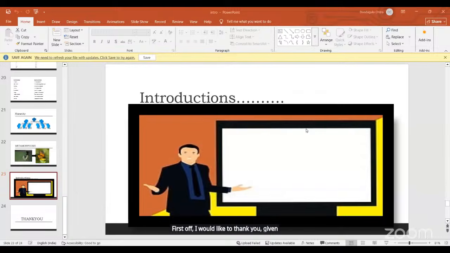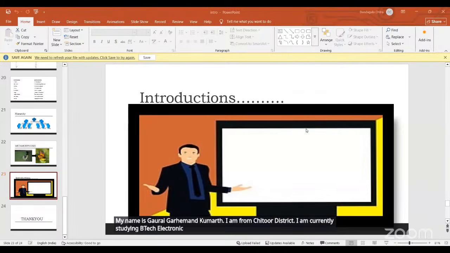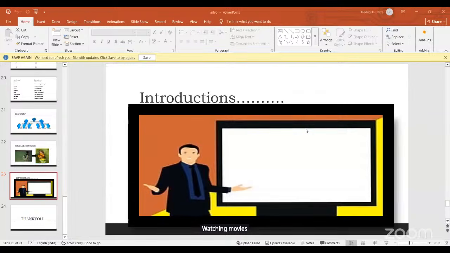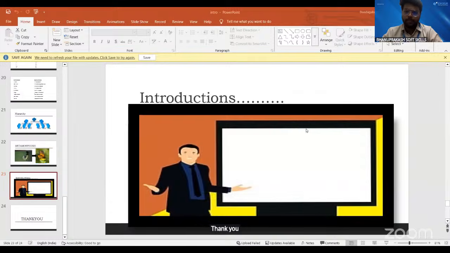First off, I would like to thank you for giving this small opportunity to introduce myself. My name is Gaurag or Hemant Kumar. I am from Chittoor district. I am currently studying BTech Electronic Communication Engineering at MJR Engineering and Technology. My hobbies are playing cricket, listening to music, and watching movies. My short-term goal is to get a good job, and my long-term goal is to achieve a good position in society. Thank you so much, sir. Thank you, Hemant.